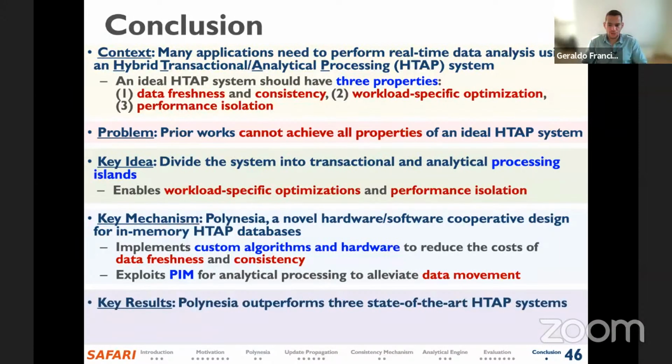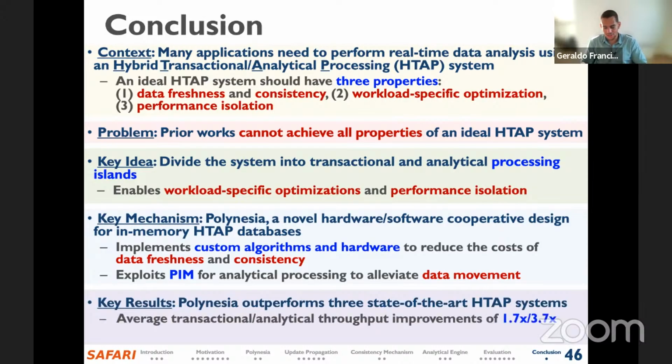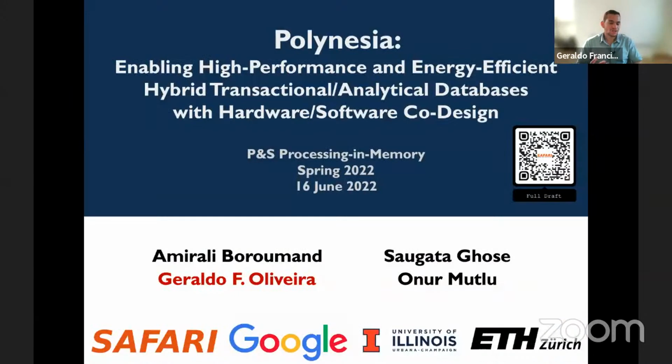We extensively evaluate Polynesia against three state-of-the-art HTAP systems, and we observe that it increases transactional and analytical throughput by 1.7 times and 3.7 times on average, and reduces energy consumption by 48%. So that's all, and thanks for listening. You can check out Polynesia at the QR code on the screen.